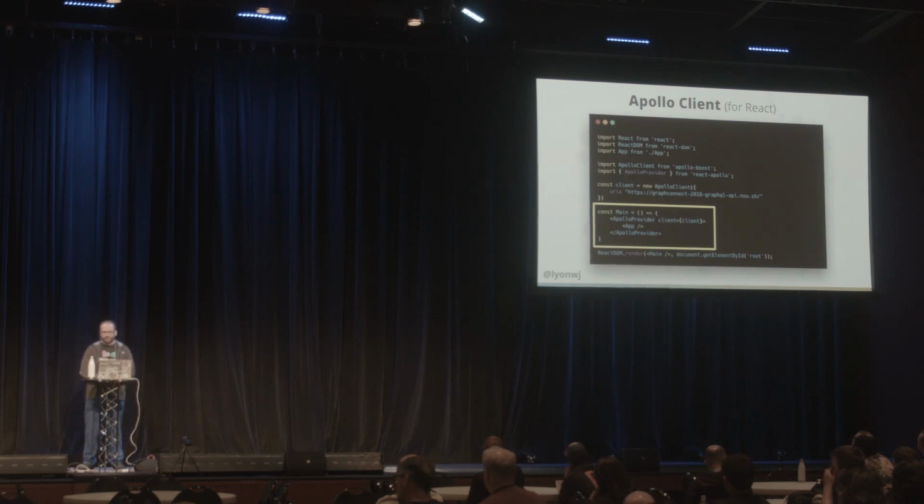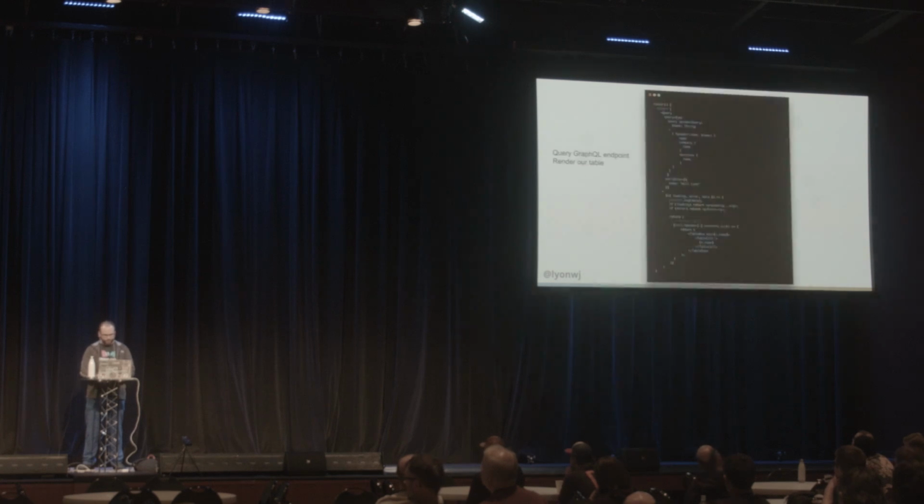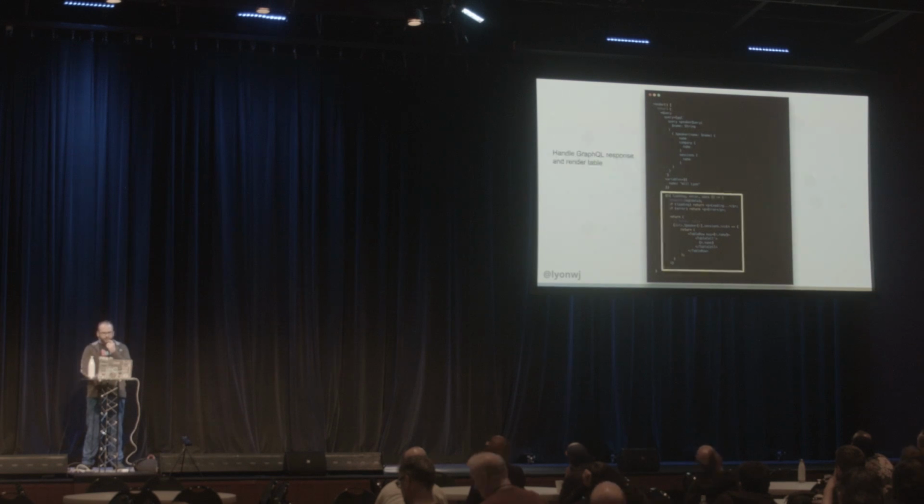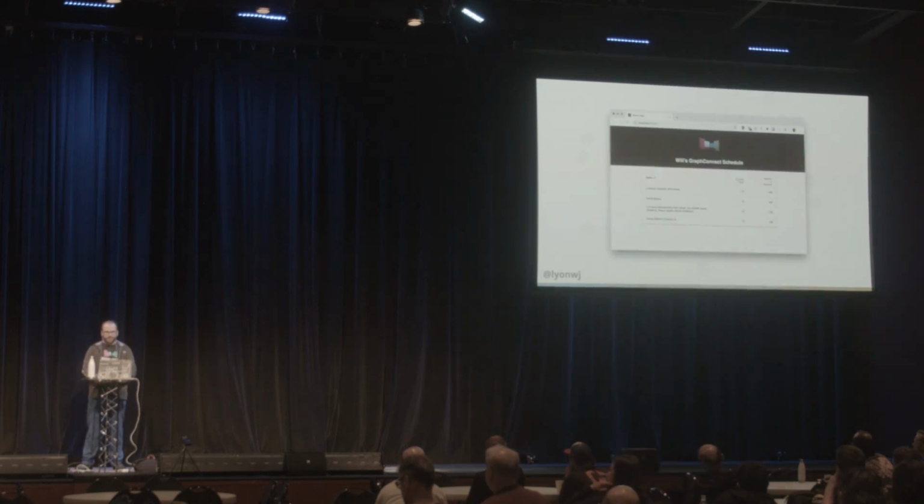This is similar to the context API. If you use Redux, it's kind of a similar pattern there. And then here is the render function for, let's say we're rendering a table. And we have a query component now where we can, as props, pass in a GraphQL query, any parameters for that query, and then we have the logic for handling the response to that query. In this case, we take the data and we render a table.